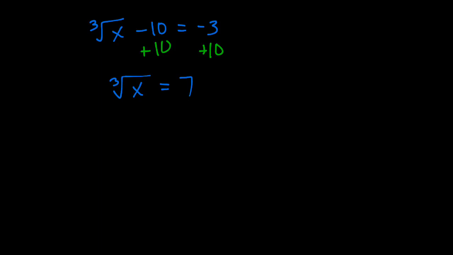And then how do we undo a cube root? We do that by cubing both sides. So a cube root cubed on that left side just gives us x. And 7 cubed, is that 343? Let's check that quick.